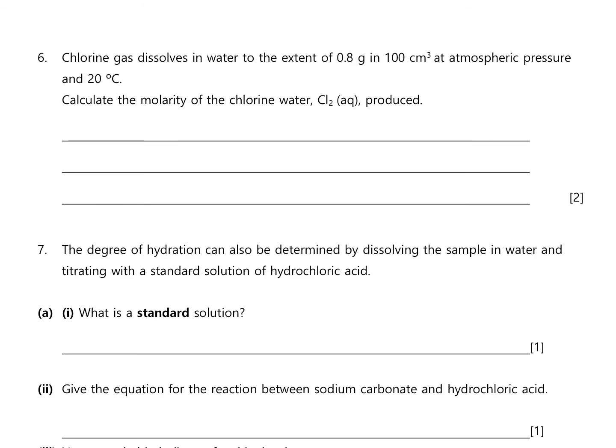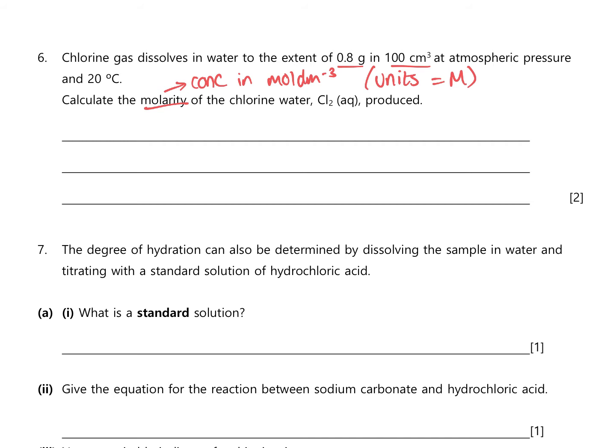Question number 6 asks us to calculate the molarity of this solution of chlorine water. And it says that it dissolves to the extent of 0.8 grams in 100 centimetres cubed. So molarity really means the concentration in moles per decimetre cubed. A lot of people just calculated the number of moles. That's not what molarity means. The molarity means the concentration in moles per decimetre cubed. But you must use the units of capital M, and we often use that with our titration calculations when we're talking about concentration. We talk about 0.1 molar hydrochloric acid, and that's what the molarity is, but it's equivalent to the concentration in moles per decimetre cubed.